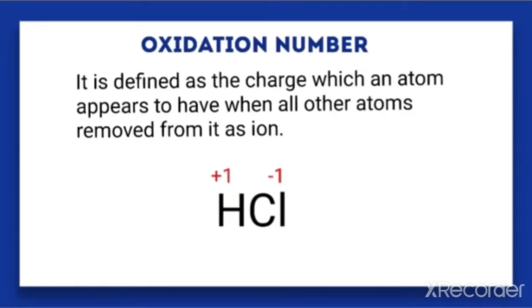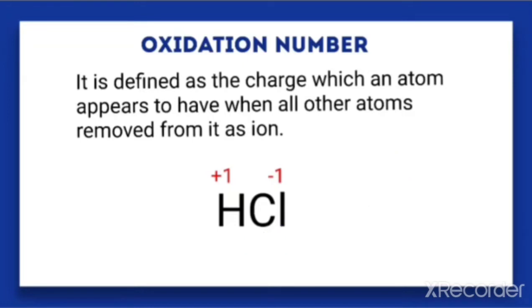So what will be the oxidation number for Cl here? -1. So the oxidation number is defined as the charge which an atom appears to have when all the other atoms, like the hydrogen here, are removed as ions. When it is removed as H positive, what will be the charge on Cl? That is Cl minus, that is -1 charge. So the oxidation number for Cl here is -1.